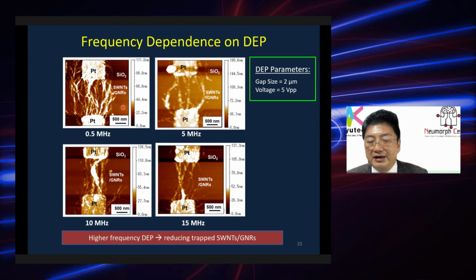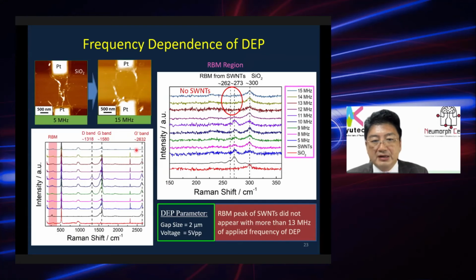But we don't know whether it is graphene nanoribbon or carbon nanotube that was picked up, so we try to check what is obtained. By changing the frequency of DEP, we could get this kind of Raman spectra. This is the full zone of the Raman spectra, and the radial breathing mode is here. And this is the magnified spectra around the RBM area.